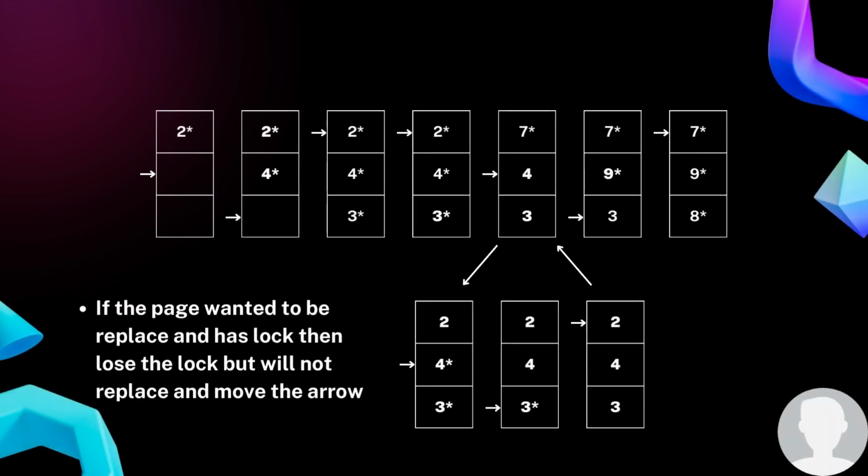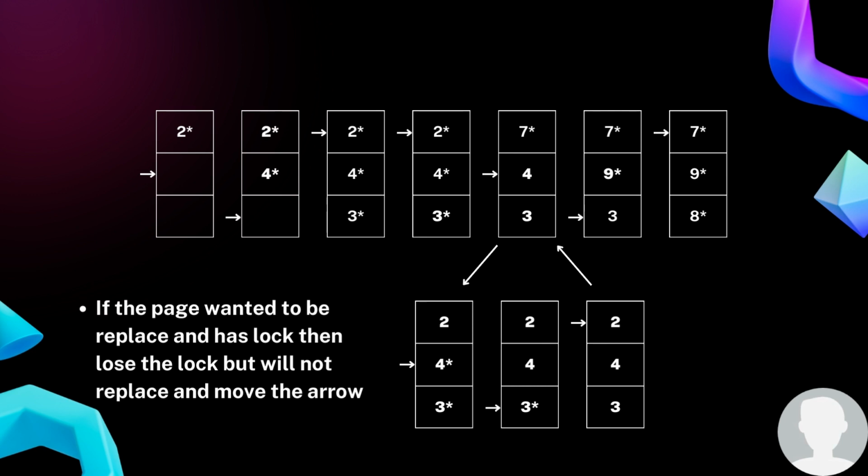Alright, now number 7 is supposed to be added into the first frame, but it is occupied by number 2 and locked. So, if the page is to be replaced and has a lock, then it loses the lock but is not replaced, and the arrow moves on. As you can see here, the arrow will travel until a lock is removed. Then the number will be replaced, which in this case means number 2 is replaced by number 7 unlocked, and the rest lose the lock.